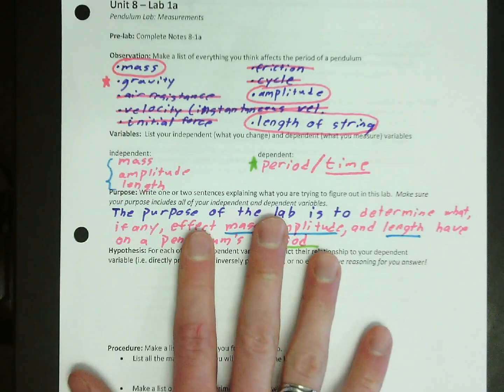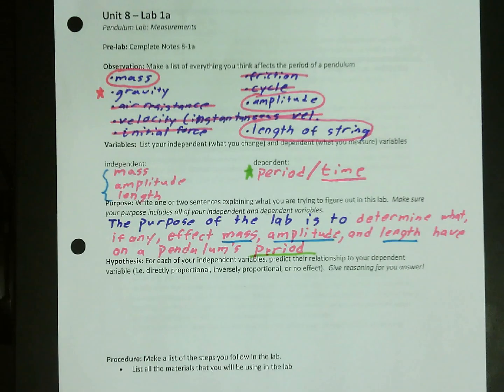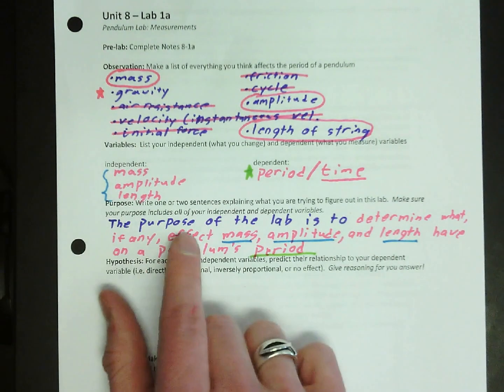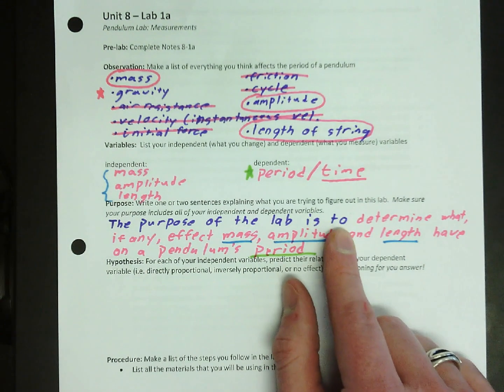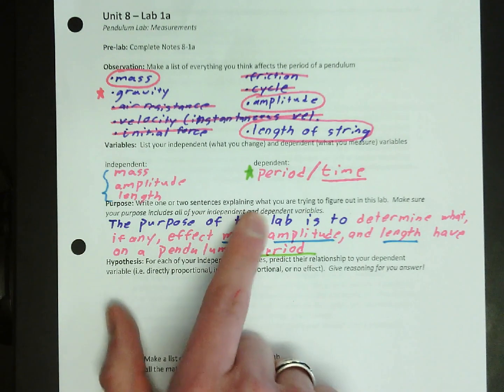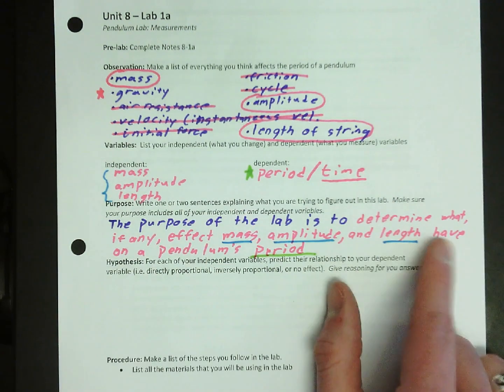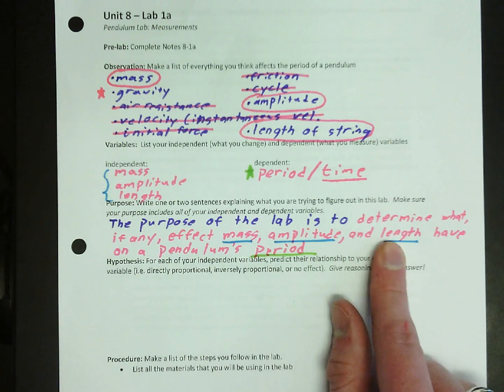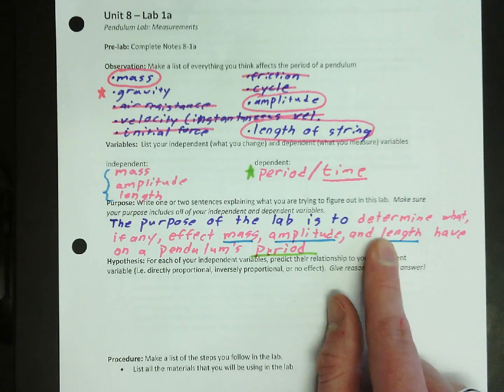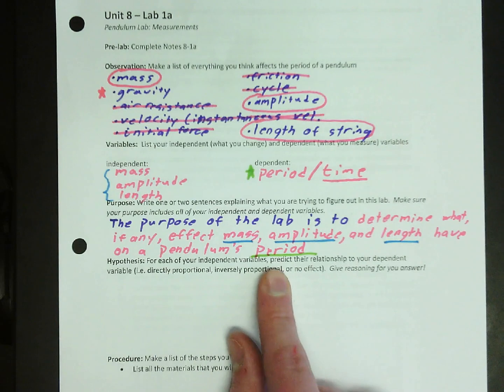So then the purpose of the lab, we said every time the purpose statement starts out this way, the purpose of the lab is to. Then we did how our independent affects the dependent. So I wrote determine what, if any, affect mass, amplitude, and length. So there's my independent variables. Have on pendulum's period, which is my dependent variable.